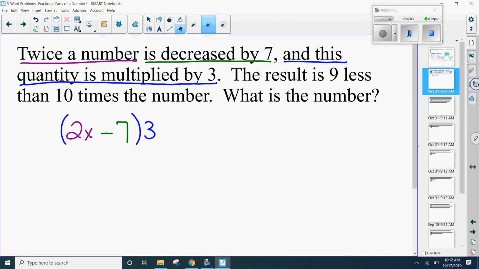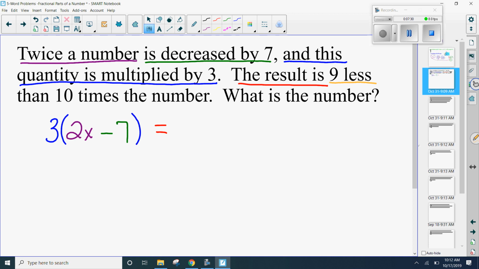But multiplication with a 3 there, what happens if I put the 3 there? Does that look better? Yeah, that looks like something that we're used to seeing. So the quantity is being multiplied by 3. Now we get to the result is. What does that mean? Answer. So that means equals.